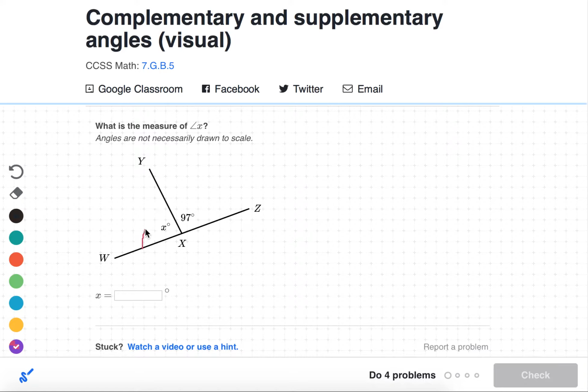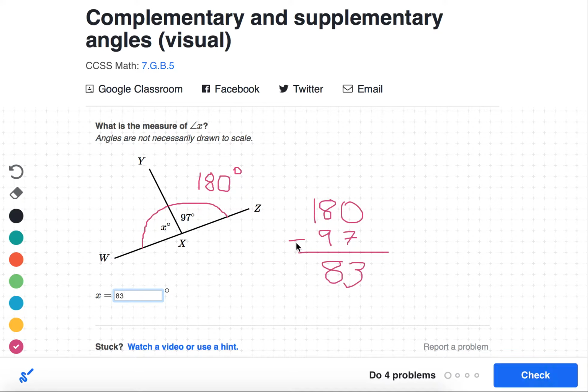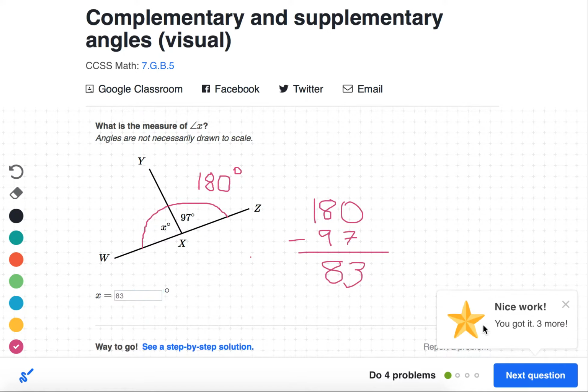And you can find those by drawing, if you can draw a semicircle that connects the two angles, right? You know that semicircle is 180 degrees. So you can use that in this problem to find x. X is going to be 180 minus 97, which is 83. So be on the lookout for semicircles. Those contain supplementary angles that always add to 180 degrees.